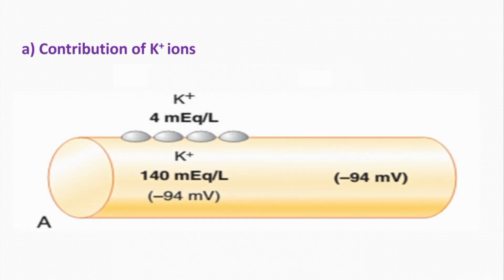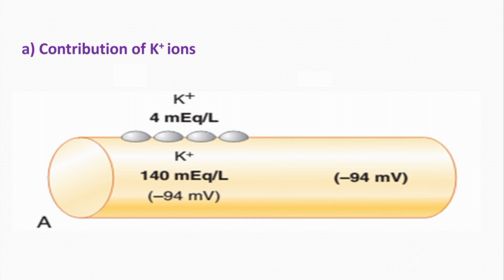So if the potassium ions were the only factor responsible for the resting membrane potential, then of course the resting membrane potential would be equal to the Nernst potential for potassium ions, which is minus 94 millivolts.